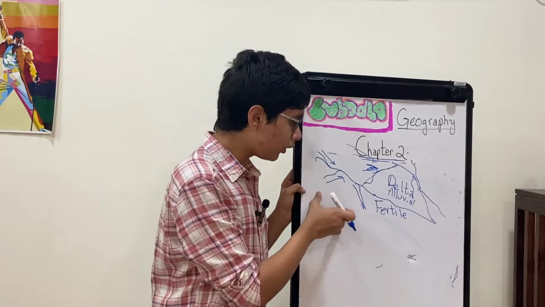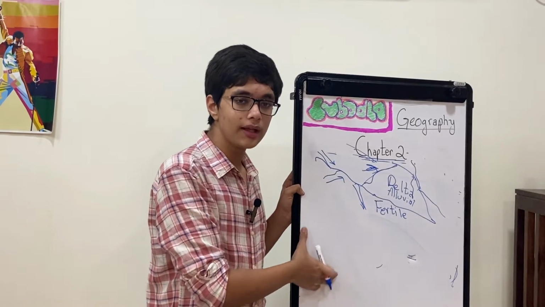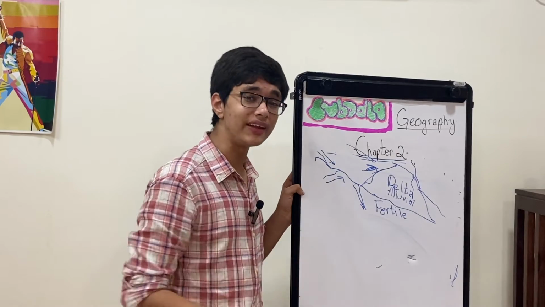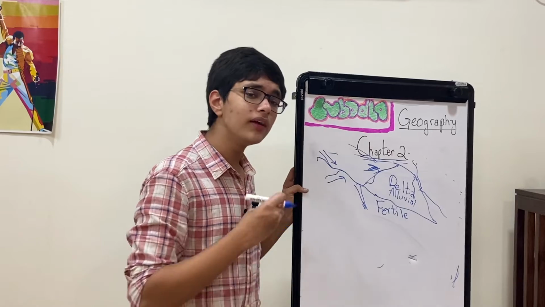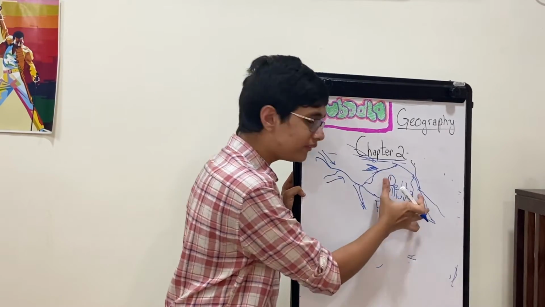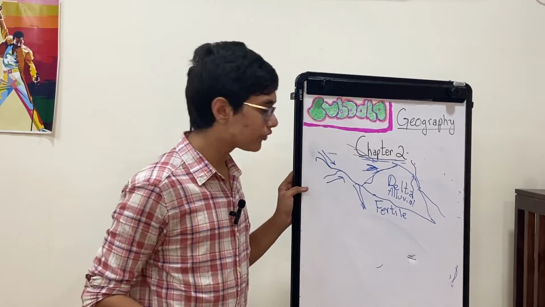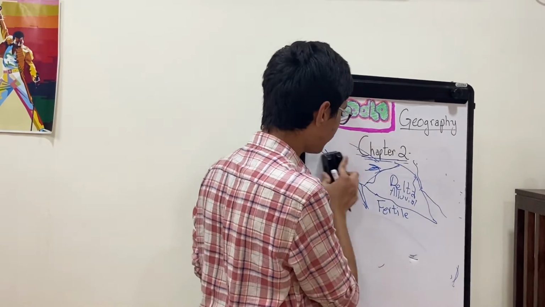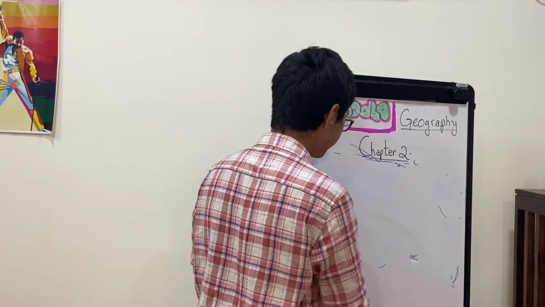And because there is so much water present here, the soil's fertility gets enhanced. There is more and more fertility in the soil because there's more and more water, and when there's water, it becomes easy for farming, and hence the soil is fertile. So that is the concept of fertility of a delta and of alluvial soil.